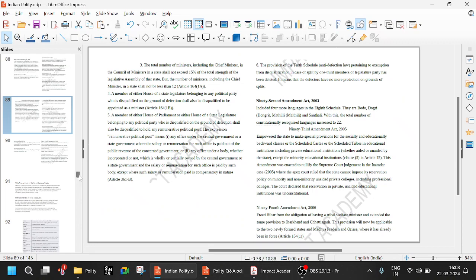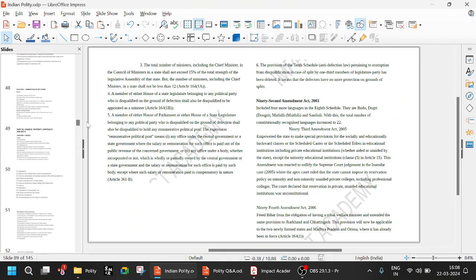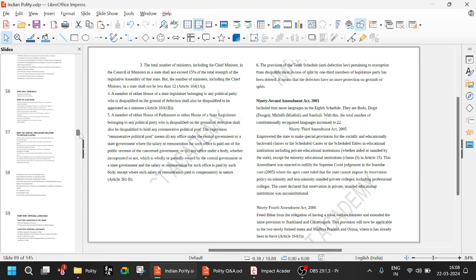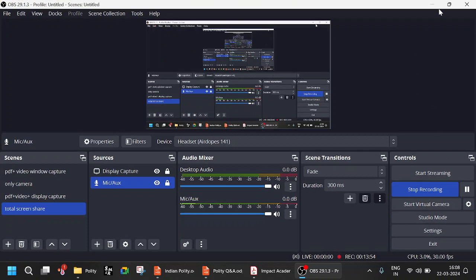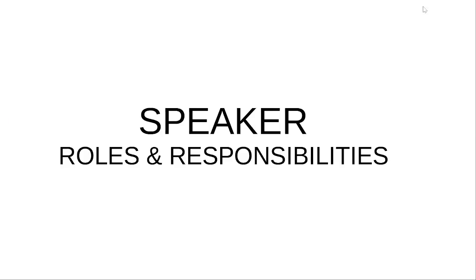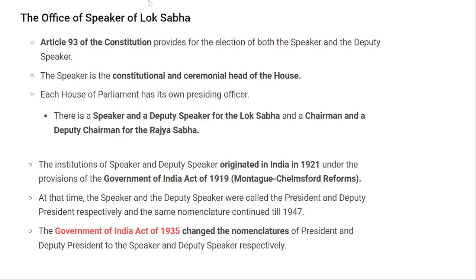So, let us go to the speaker. Let us briefly look at the speaker. Article 93, very important. It provides for the election of both the speaker and the deputy speaker. So keep that in mind. Speaker is the constitutional and ceremonial head of the house. Observe this, constitutional and also ceremonial head. Each house of Parliament has its own presiding officer. For the Lok Sabha, it is the speaker and there is a deputy speaker. For the Rajya Sabha, it is the chairman and a deputy chairman. And this chairman is ex officio the Vice President of India. Observe that. Very important.